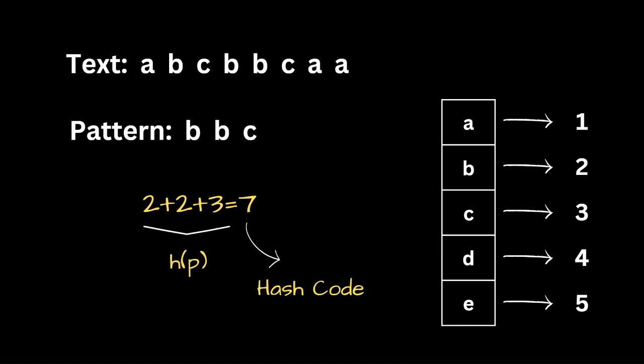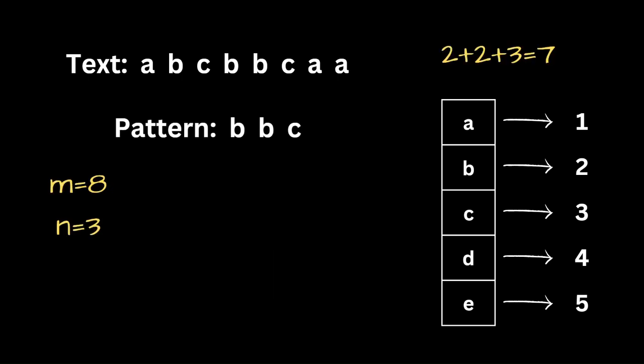So the hash value of the sum is 7, which is also known as hash code, and the hash function is also denoted by h of p. And the length of the text is stored in a variable called m, which is 8, and the length of the pattern, which is stored in n, is 3. Since the length of the pattern is n, we take 3 characters as one substring and compare it to the pattern. So the first comparison is A, B, C, and after calculating the hash function, the result is 6, which does not match with the hash value of the pattern.